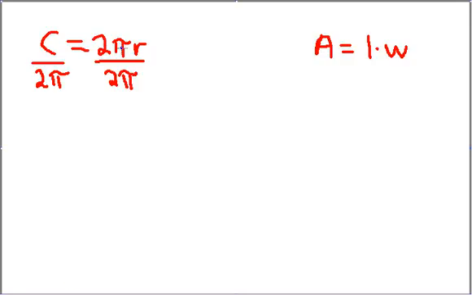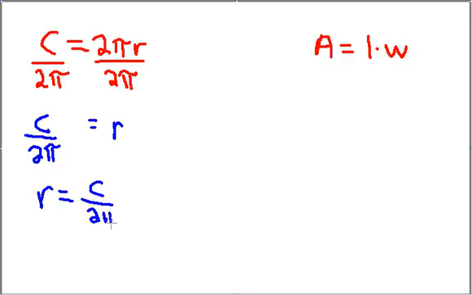Well then, what are we left with on the right-hand side? Well, what's 2 times pi divided by 2 times pi? Well, that's 1. 1 times r is just simply r. And then what we have on the left-hand side is our circumference divided by 2 pi. And now to make a formula out of it whereby our subject is on the left-hand side, I would just flip-flop these two sides. The radius of a circle is equal to the circumference, c, divided by 2 pi.